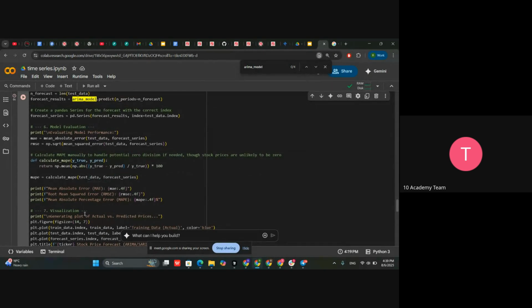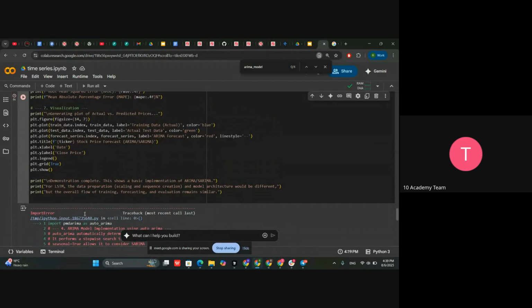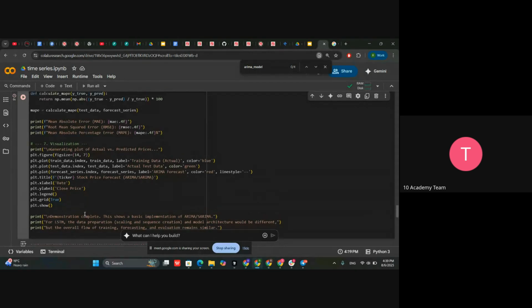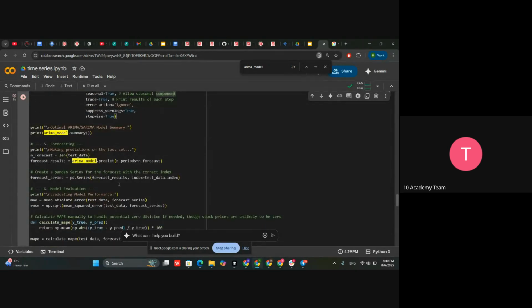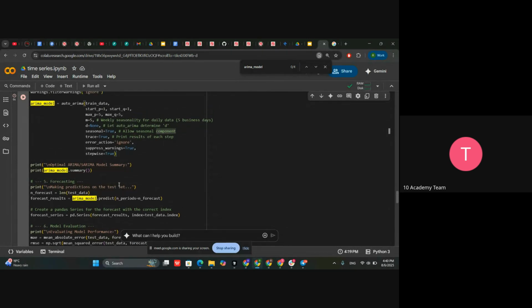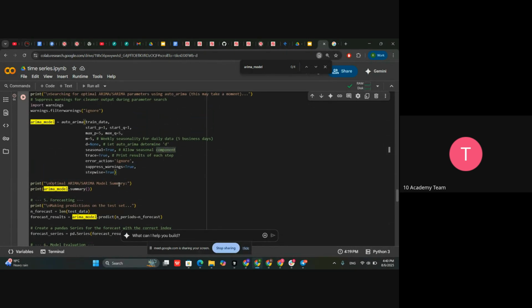By sharing this code, I will just update the code itself. For now, we're implementing what we need if we decide to go with the ARIMA or the SARIMA model, which is auto ARIMA.